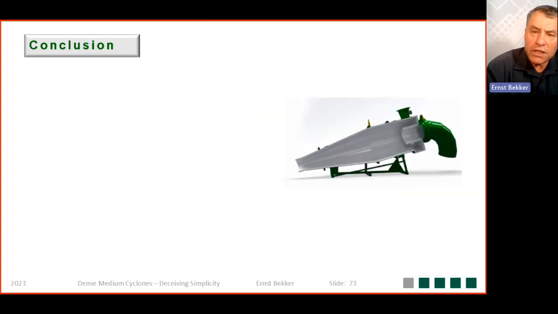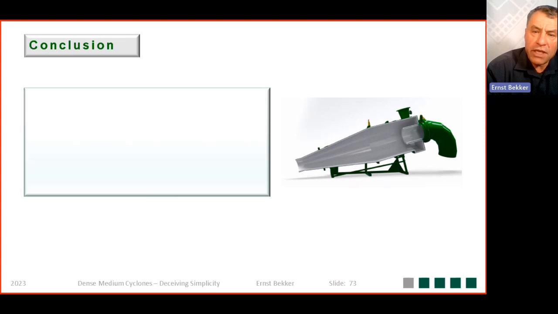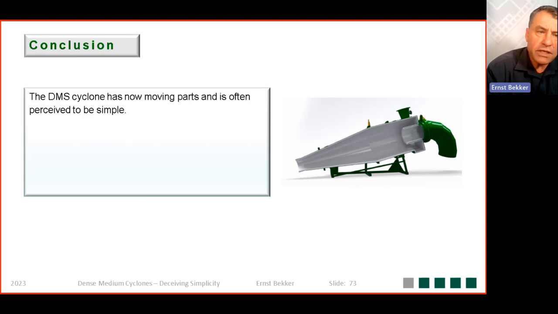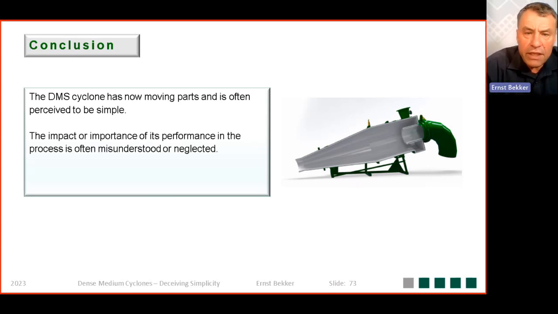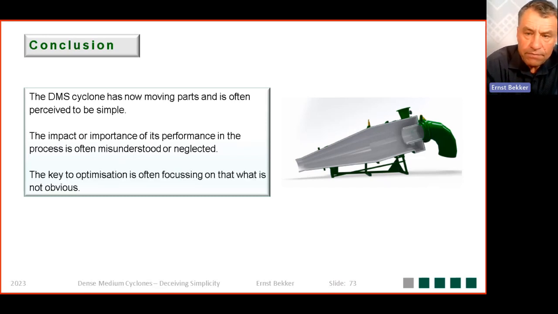So this unit that is empty inside and only has a vortex finder and spigot is often perceived to be quite simple. But the importance of its performance is often misunderstood or neglected. And that is maybe where, because of those misunderstandings, people don't pay attention to really what the contribution is of the dense medium cyclone.